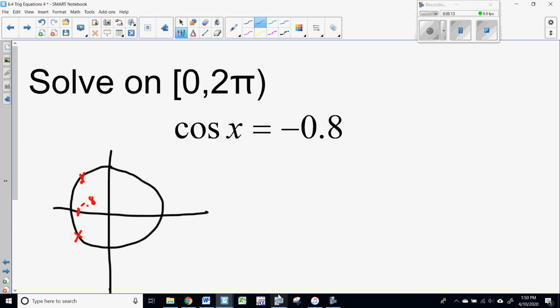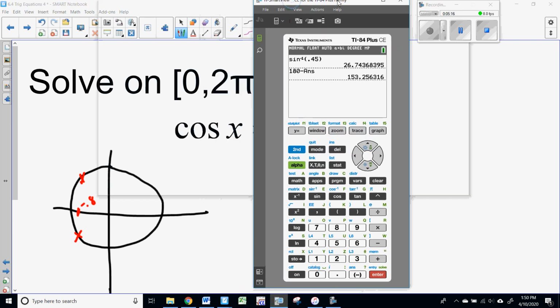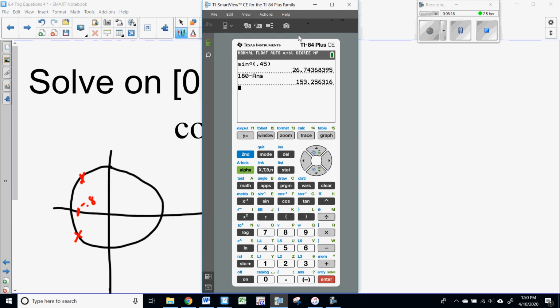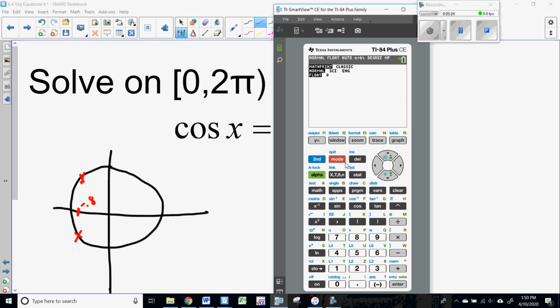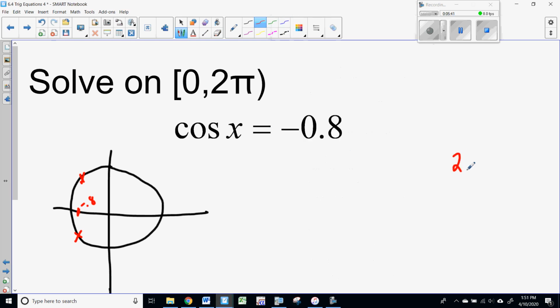So if I go to my calculator, you'll notice I am on 2 pi. So that tells me I need to switch to radians. So I'm going to switch my calculator to radians. And I do inverse cosine of negative 0.8. And I get an answer of 2.498. And that would be that angle. Remember, this is pi, 3.14.